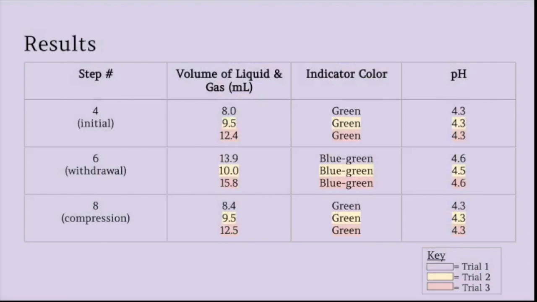Results. In the experiment, we conducted 3 trials, which allowed us to see the common patterns that occurred for the steps. All of the trials had an initial pH of 4.3, being the color green. The first times we withdrew the plunger, expanding the overall volume, led the pH to increase and the color of the seltzer solution to change to a blue-green. When we compressed the plunger, the volume of the liquid plus the gas was lessened, resulting in the pH of the solution decreasing and the color of the seltzer solution becoming green.